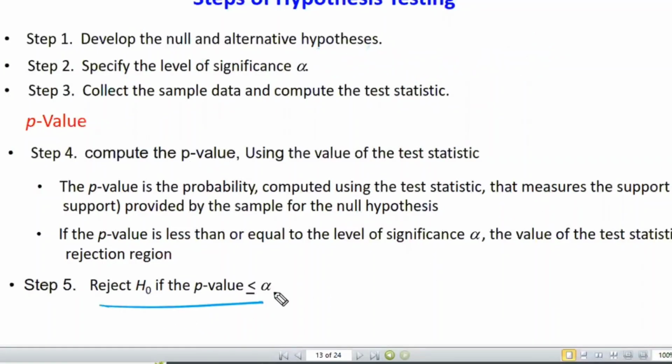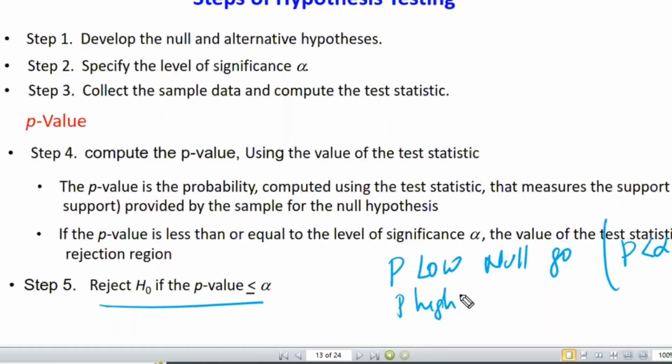So in order to remember this easily: P low, null go. Low means p is less than 0.05. Null go. Go means remove, which means reject. P low null go means p is less than alpha, so reject the null hypothesis. P high, null fly, means if the p-value is greater than alpha, accept the H naught. That is the meaning. So you can easily remember this: P low null go, P high null fly.